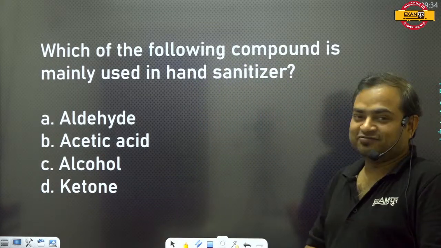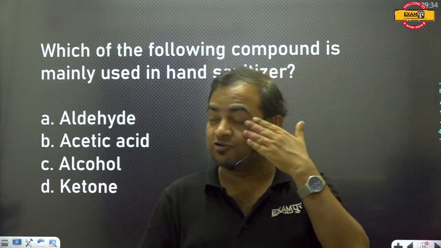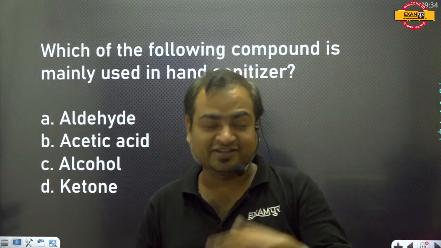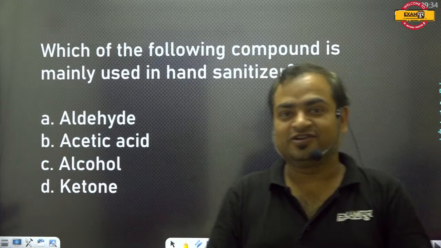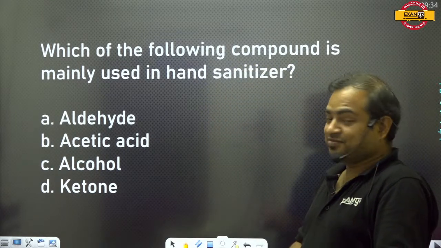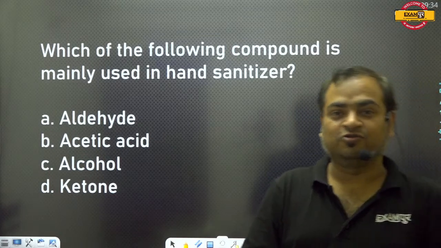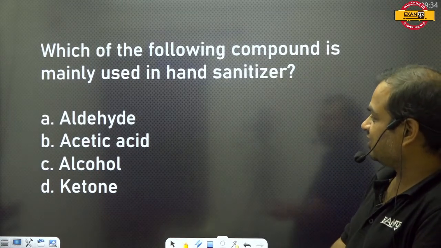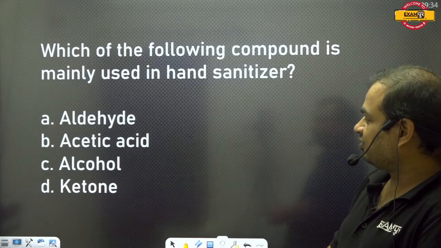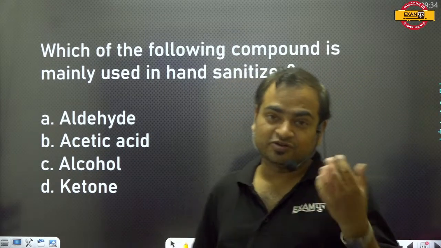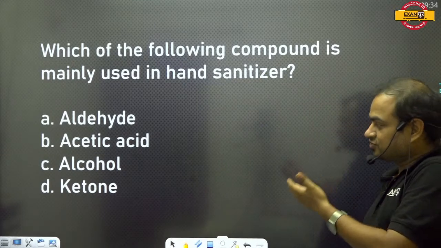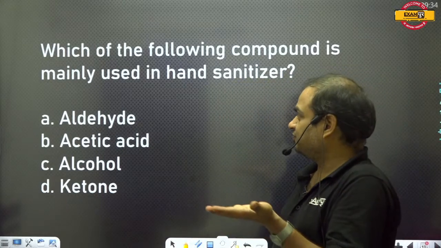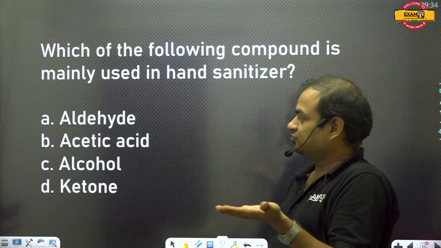But when COVID came to India, then obviously most of the people just started sanitizing their homes, sanitizing their offices, sanitizing themselves also. Then the hand sanitizer came into existence on a large scale among all the homes of India. So tell me which one is the correct answer. Is it aldehyde or acetic acid or alcohol or ketone? And I think that you can also guess this answer, because you can just smell. If you smell, then you will get the correct answer.